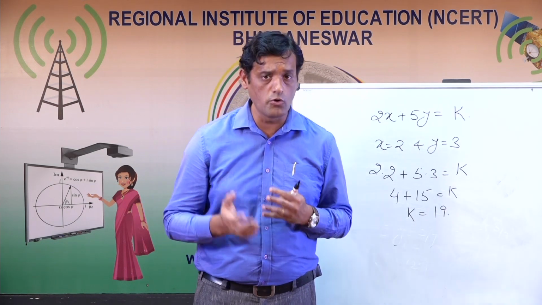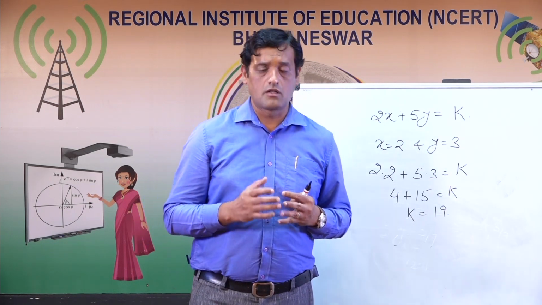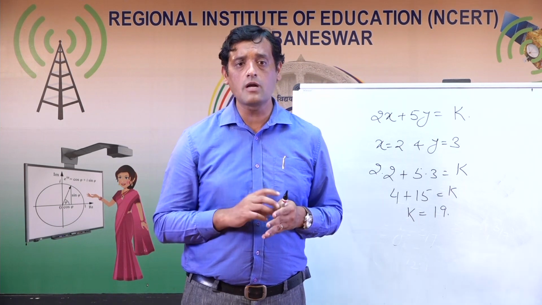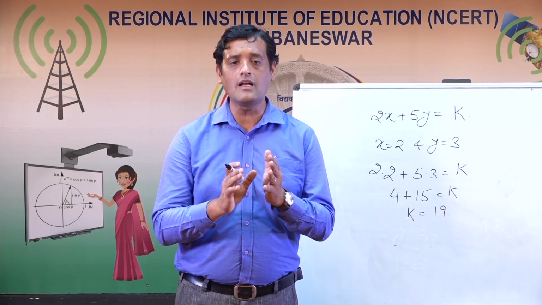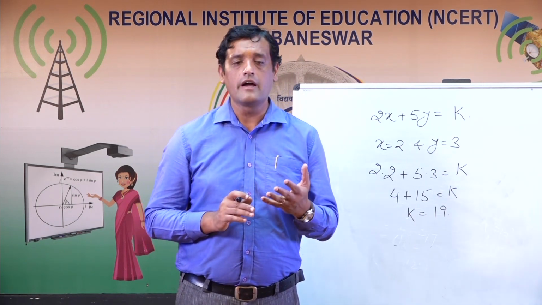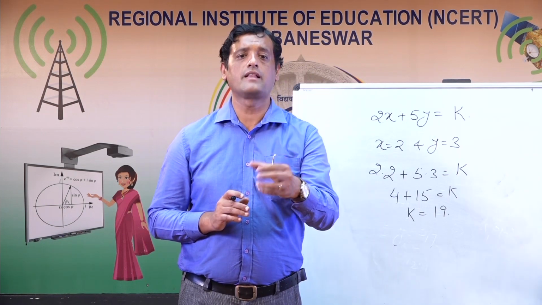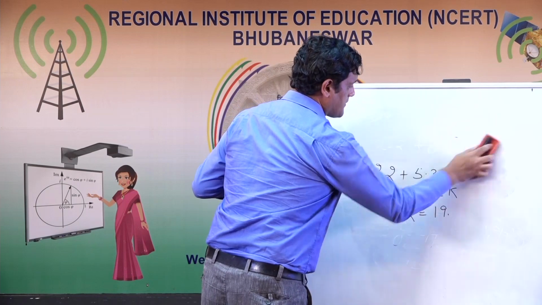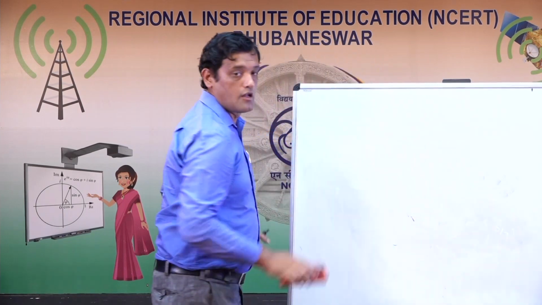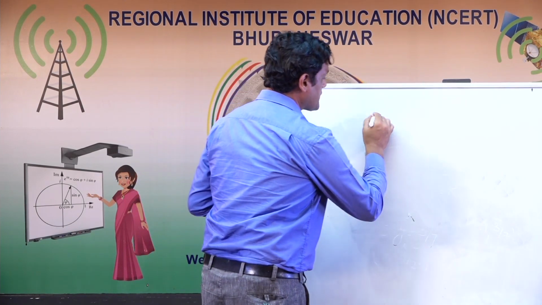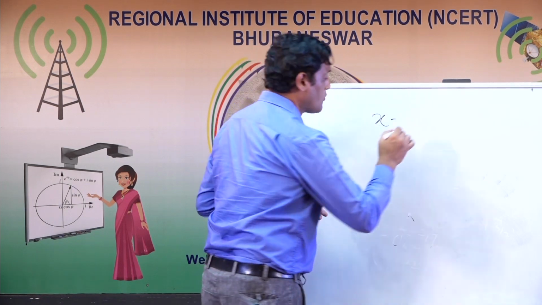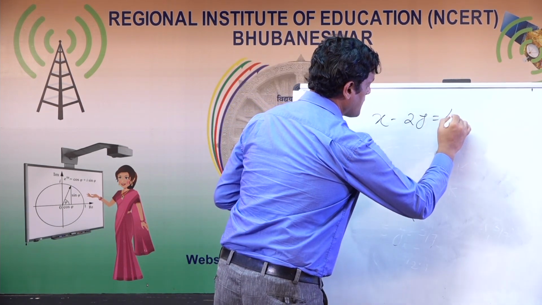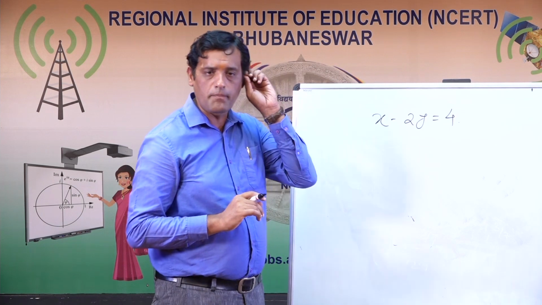So children, what to do? We have to just think about the concept. What is the concept? Whatever ordered pair is a solution of the problem, it must satisfy the equation. So let's try this problem. The equation is x minus 2y equal to 4.